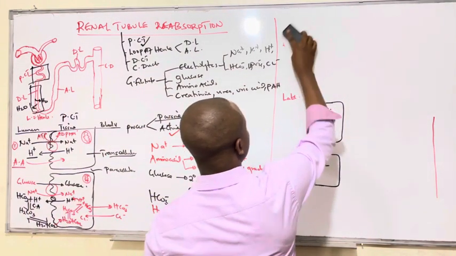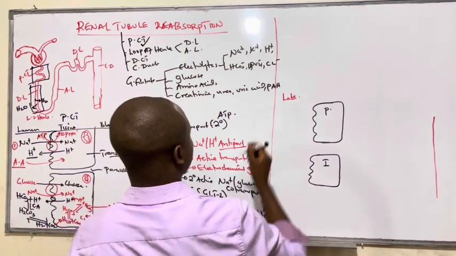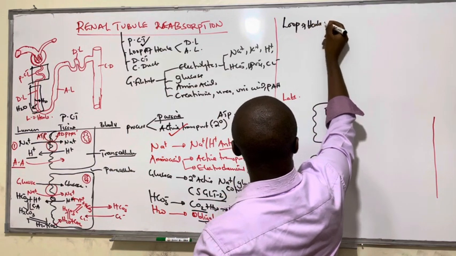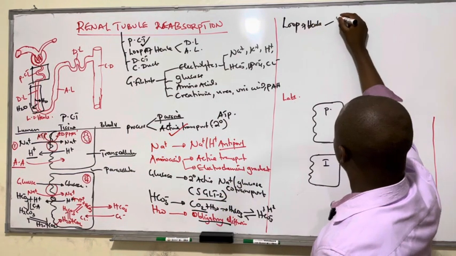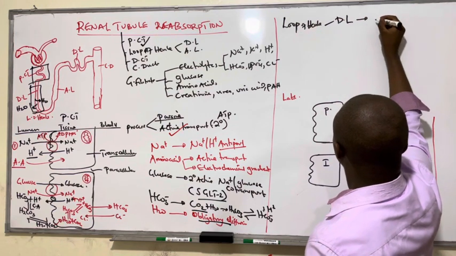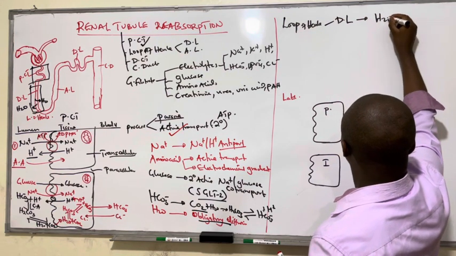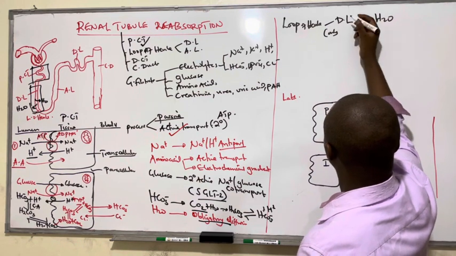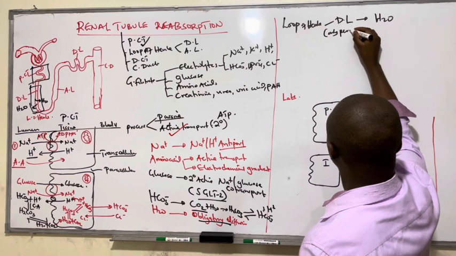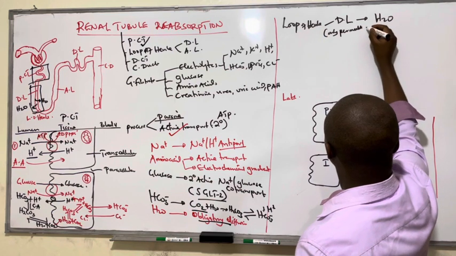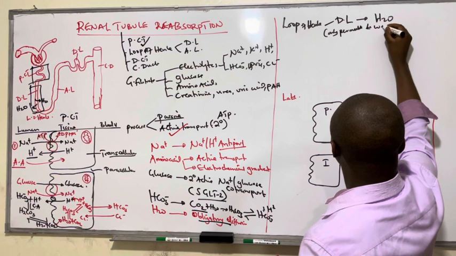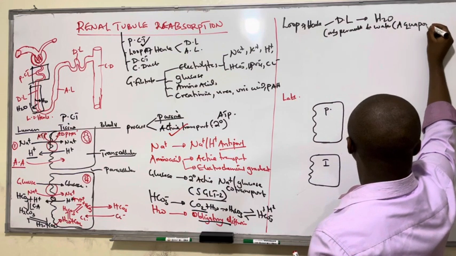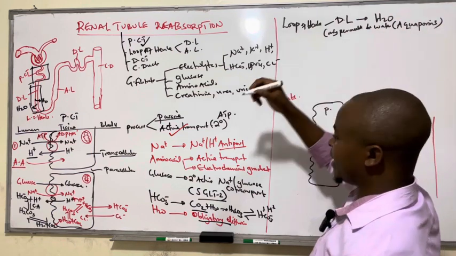So if I have the loop of Henle here, we are seeing that in the descending limb, there is reabsorption of water. Water is reabsorbed because this descending limb is mostly permeable to water. It's permeable to water due to the presence of aquaporins. These aquaporins are the ones that enable reabsorption.